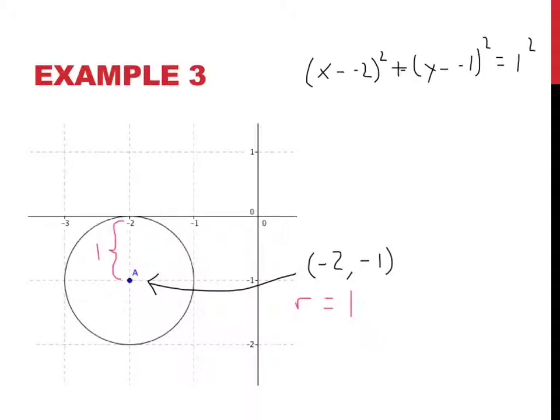Hopefully you got something like this. X minus -2 squared plus y minus -1 squared equals 1 squared. We can simplify this further. Notice that subtracting a -2 is the same as adding 2. And subtracting a -1 is the same as adding 1.